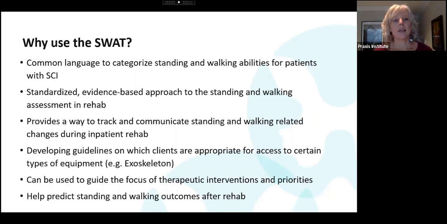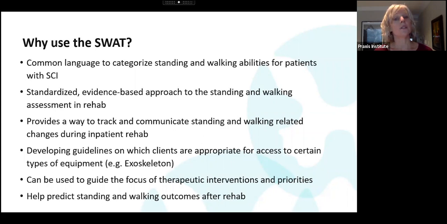Some centers are using the standing and walking assessment tool to develop guidelines in terms of, they've got a new piece of equipment. So, for example, an exoskeleton, and they're using the SWAT stages to define which clients are appropriate to access that type of equipment. So they're using it in terms of writing out protocols around access to new equipment at their centers.